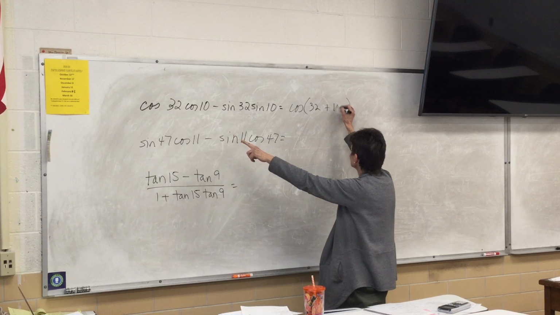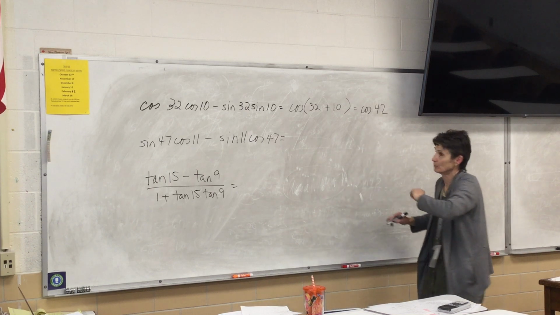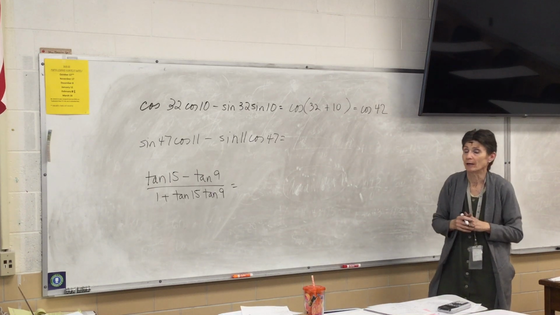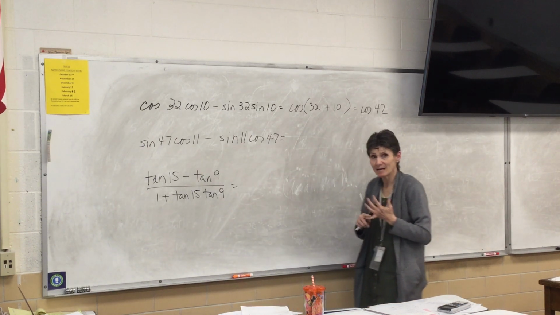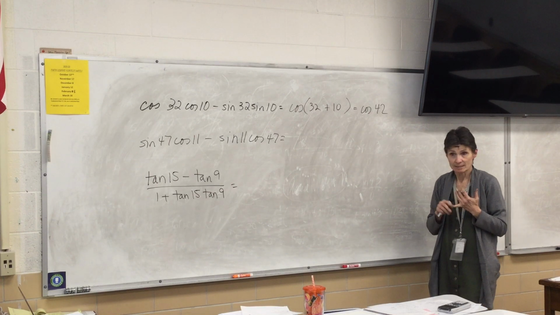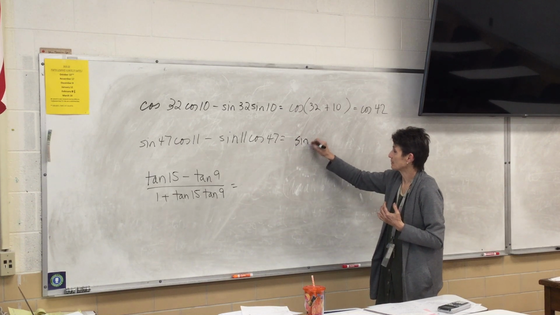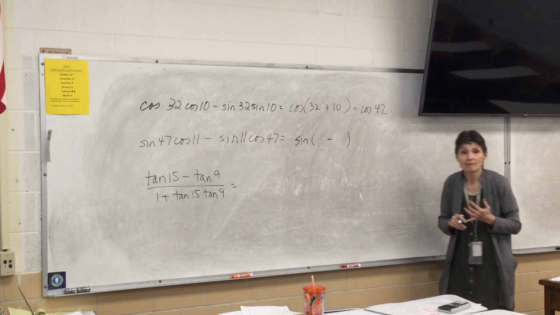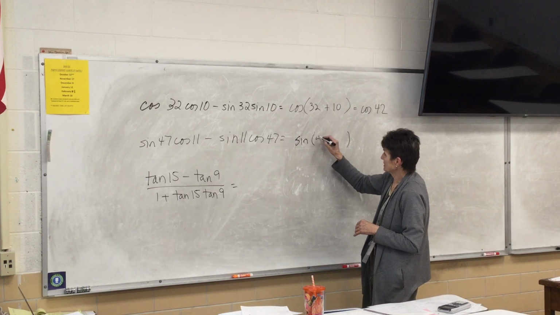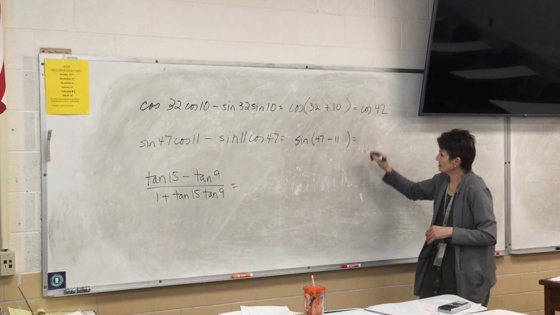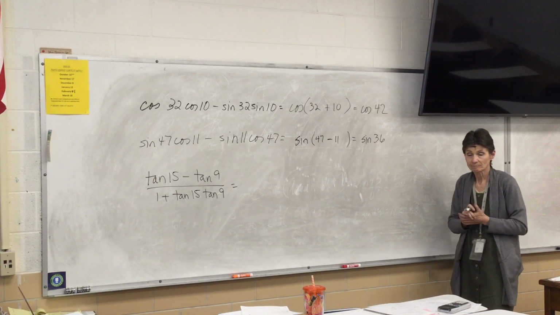Your angles are 32 and 10. So this is the formula for the cosine of 42. Done. That's all there is to it. So now this is the same thing. Find this pattern. Sine, cosine, minus sine, cosine. Well, that's a sine formula. And it's the formula for the sine of an angle minus an angle. So your angles are 47 and 11. So this is a formula for the sine of 36. That's all there is to it.